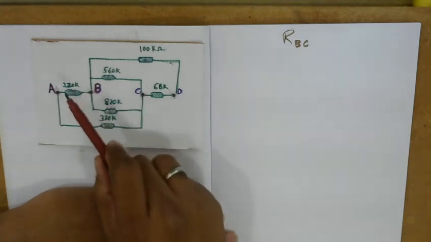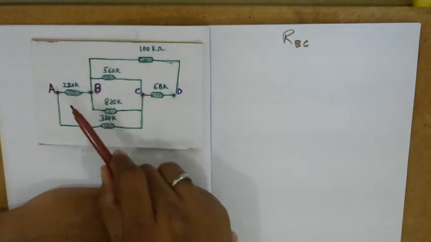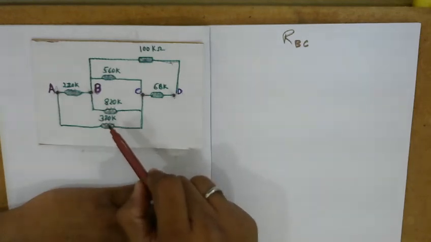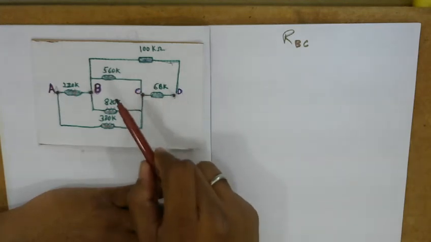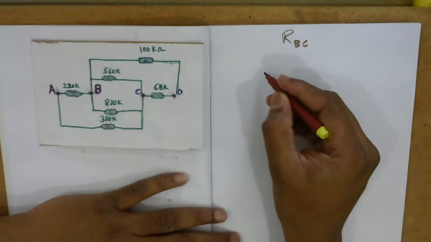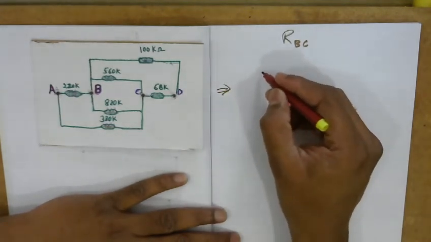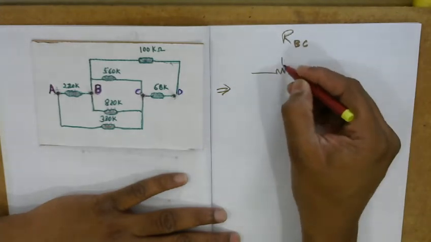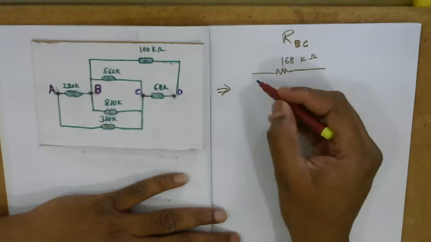Therefore, this 220 and this 330 kilo, 220 and 330 will become series. And this series branch and this series branch will be in parallel with 560 and 820. So it is very straightforward now. I'll just draw the equivalent circuit of this. I have one branch that is 168 kilo ohms. So this is 168 at the top.